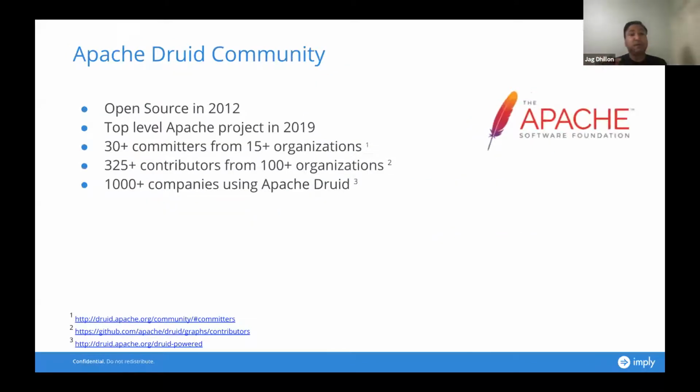It's been around in the open source community in the Apache Software Foundation since 2012. It got promoted to a top level Apache project in 2019. It's not that long ago, only 2 years ago. They've got 30 plus committers from 15 plus organizations, and about 300 plus contributors from over 100 plus organizations. And there's a growing list of companies that are using Apache Druid. Over here, it says 1,000 plus, and it's growing in popularity as data grows and as real-time requirements increase.